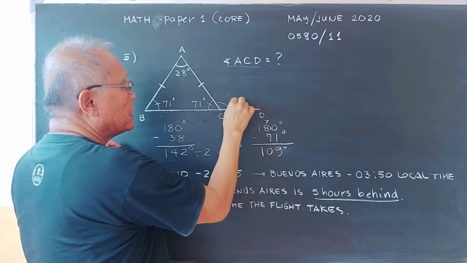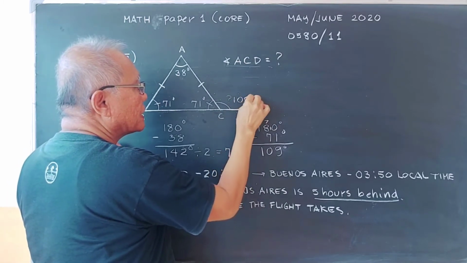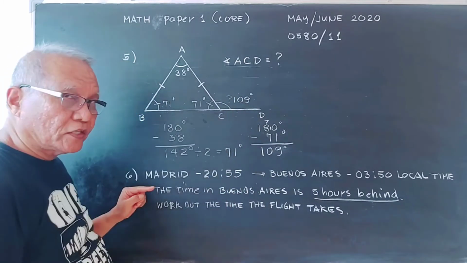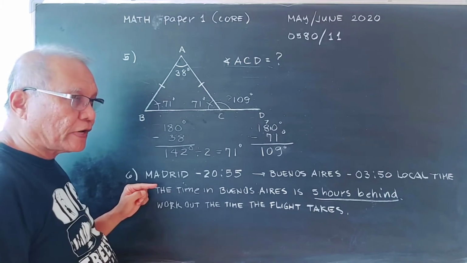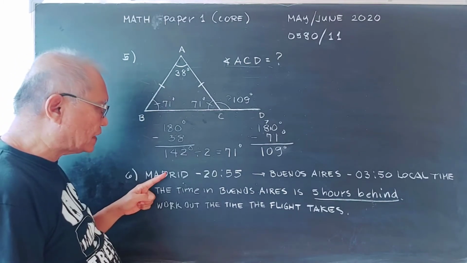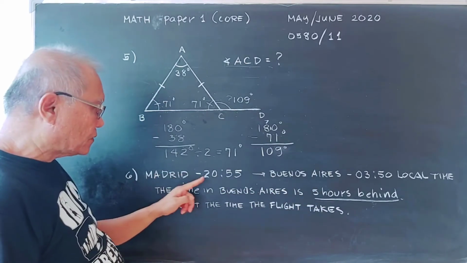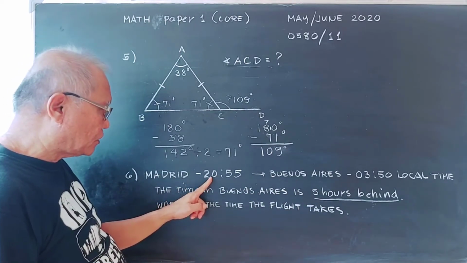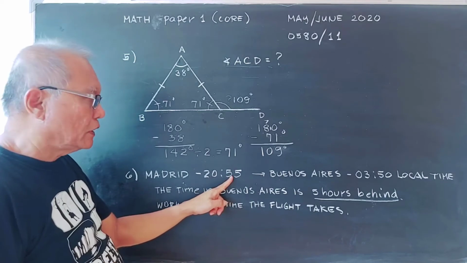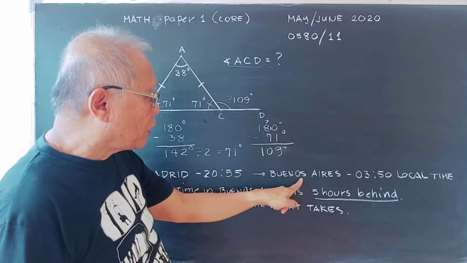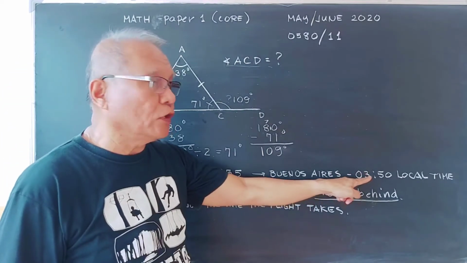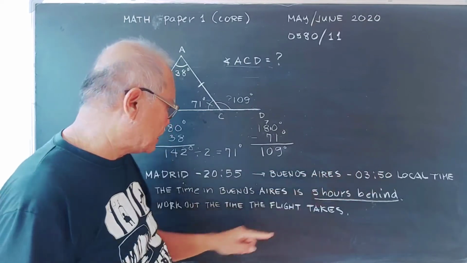So this one is 109 degrees. Okay, number 6. We have a flight, an airplane takes a flight from Madrid to Buenos Aires. The plane departs at Madrid local time 20:55, and then it arrives in Buenos Aires at 3:50 local time in Buenos Aires.